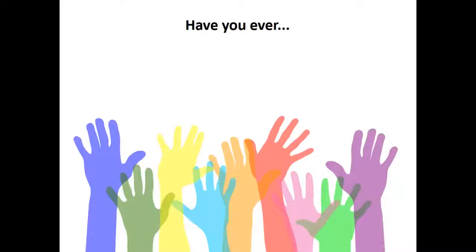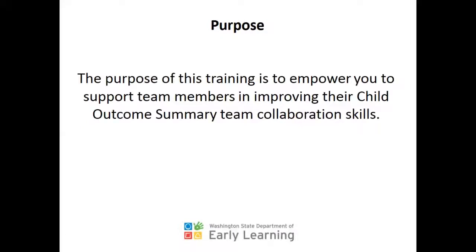Our hope is that using the Child Outcome Summary Team Collaboration Checklist, or COS-TC, will serve as that follow-up to the modules and training you have received about the Child Outcome Summary process and how to engage families. The purpose of this training today is to empower you to support team members in improving their Child Outcome Summary team collaboration skills.